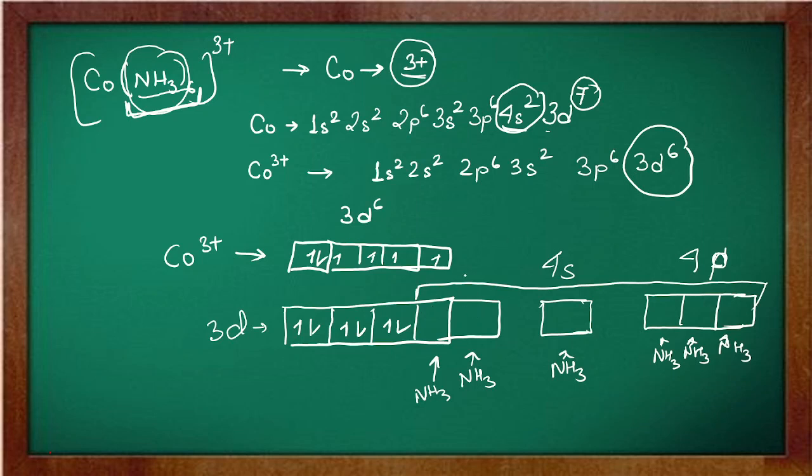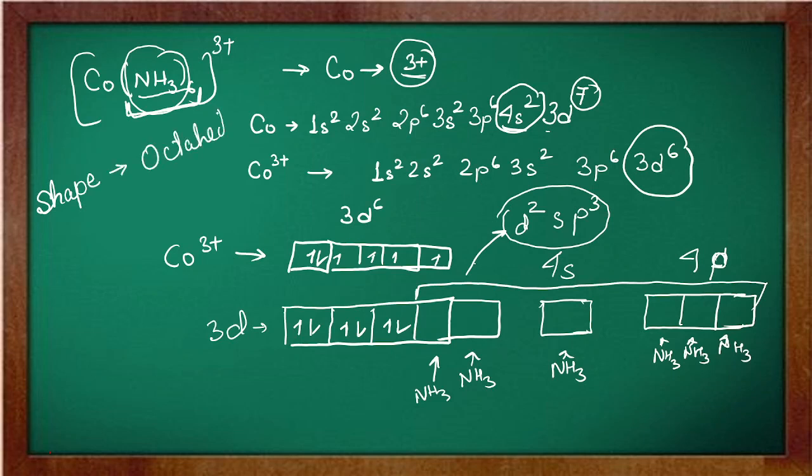How many d orbitals have you used? You have used 2 d orbitals. How many s? Only one s. And how many p orbitals are you using? You are using 3 p orbitals. So your type of hybridization is d2sp3 hybridization. Now when the hybridization is d2sp3, you can see it in your book, the shape is octahedral. And now another thing is your magnetic property.